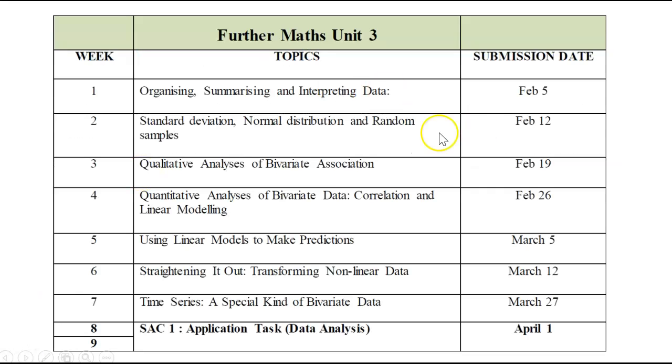Okay, so these are the topics that we covered during week 1 to week 7. All of these you need to study, week 1 to 7. So these are the topics that we discussed, and 1st of April is the submission date for your SAC 1, data analysis SAC 1. Okay.